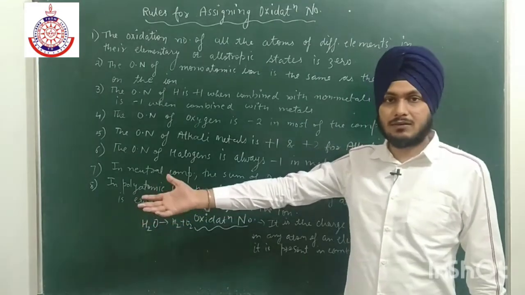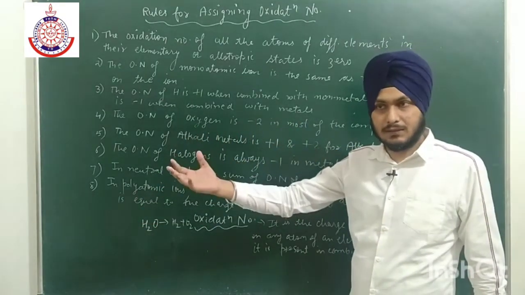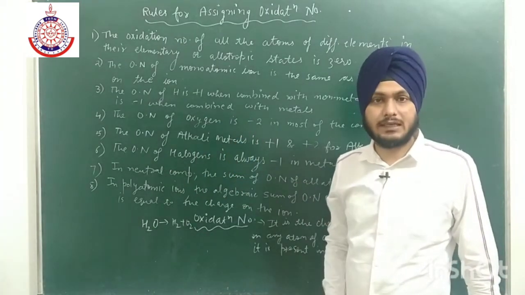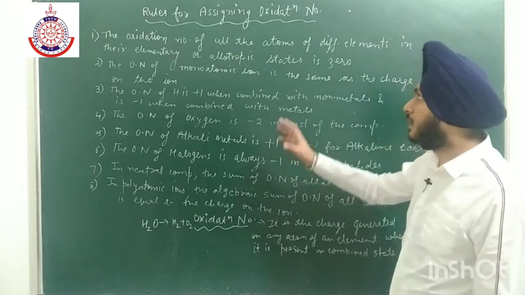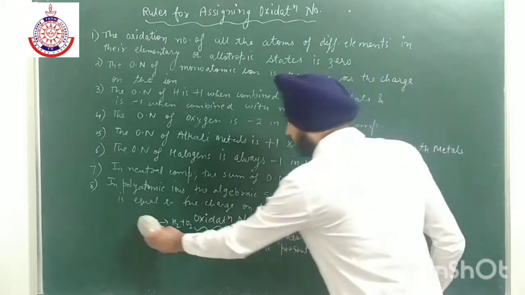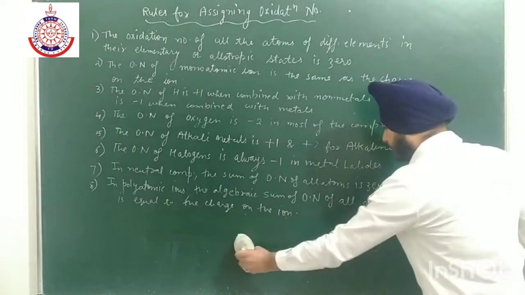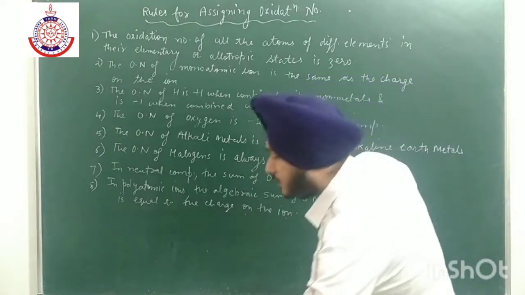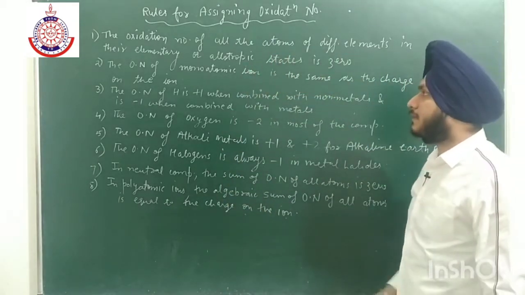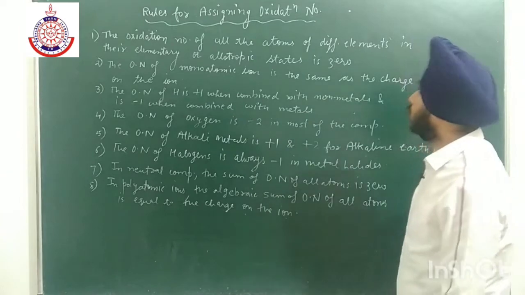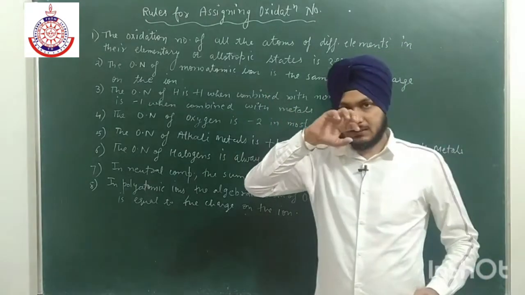Okay, after assigning the oxidation number, we have to check whether the oxidation number is increased or decreased. We will discuss a lot of examples after this rule. Now, what are the rules? The first rule is: the oxidation number of all the atoms of different elements in their elementary or allotropic state is taken to be 0. Okay. Now what is this rule?